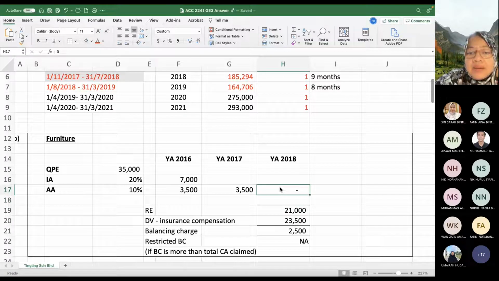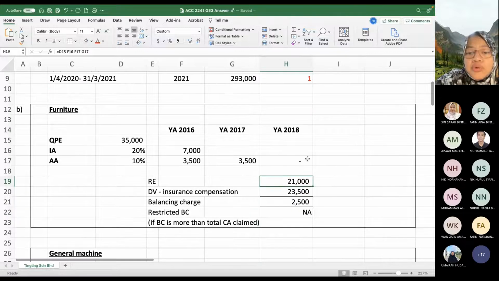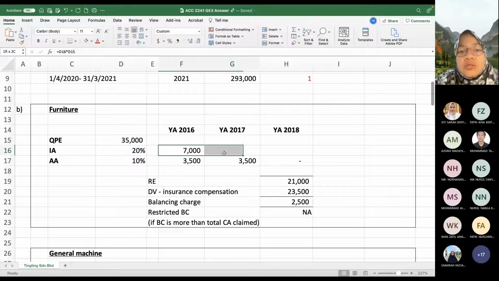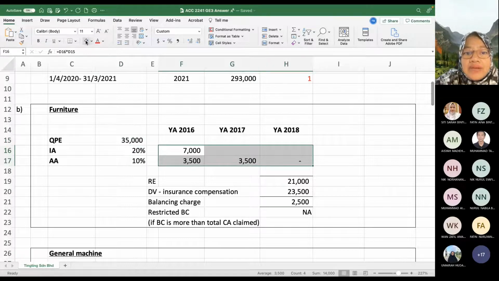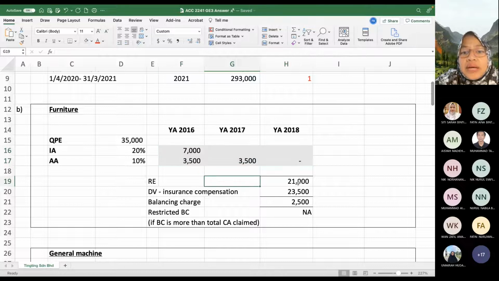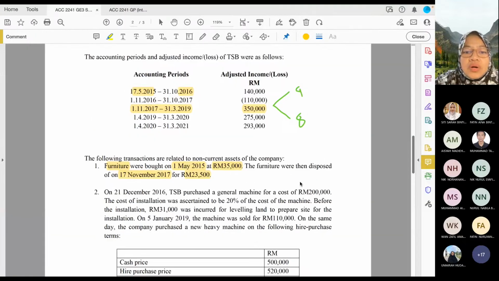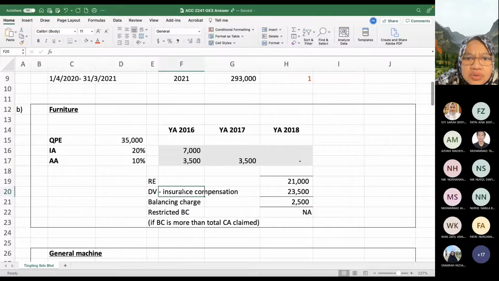But in the year of disposal, you're going to compute your residual expenditure. How do you compute your RE? RE is your QPE minus all the allowances that you have claimed. That's how you get RE of 21,000. Here you have 14,000 claimed, your QPE is 35,000, so your RE is 21,000. And then you compare that with your disposal. Where do you get the 23,500? Is this insurance compensation?